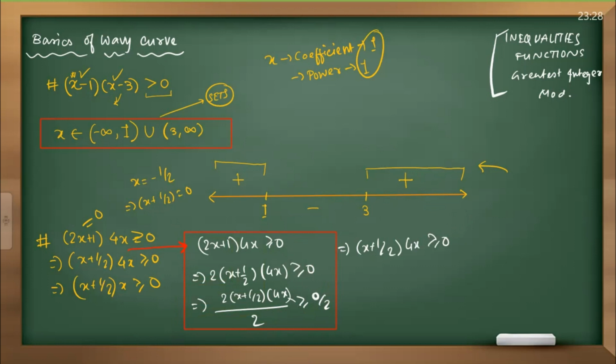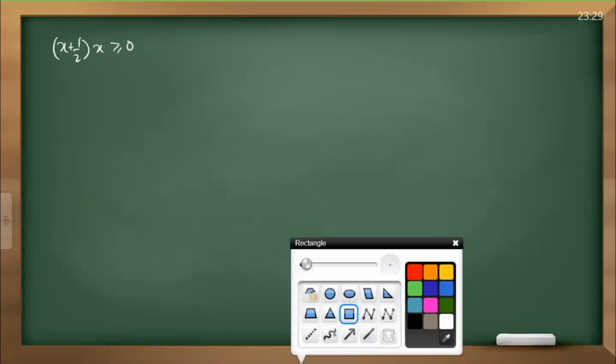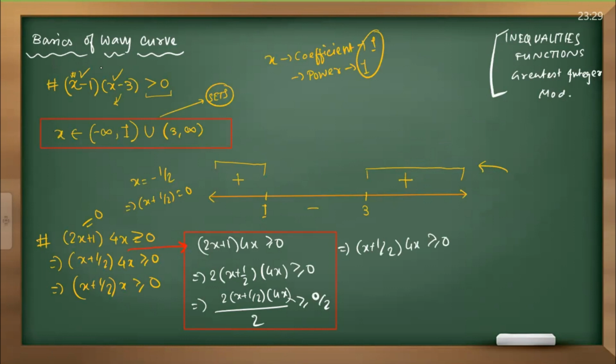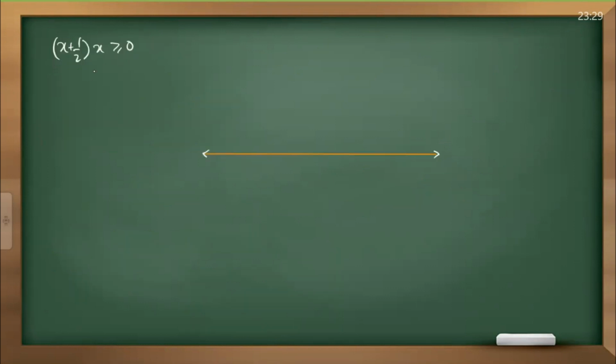Now moving on, what we get is (x + 1/2)(x) is greater than or equal to 0. We'll draw the number line. How did I find the points here? We just equate it to 0. Then we'll get the point 1, then we'll get the point 3. That's how. So here the same thing we'll do.